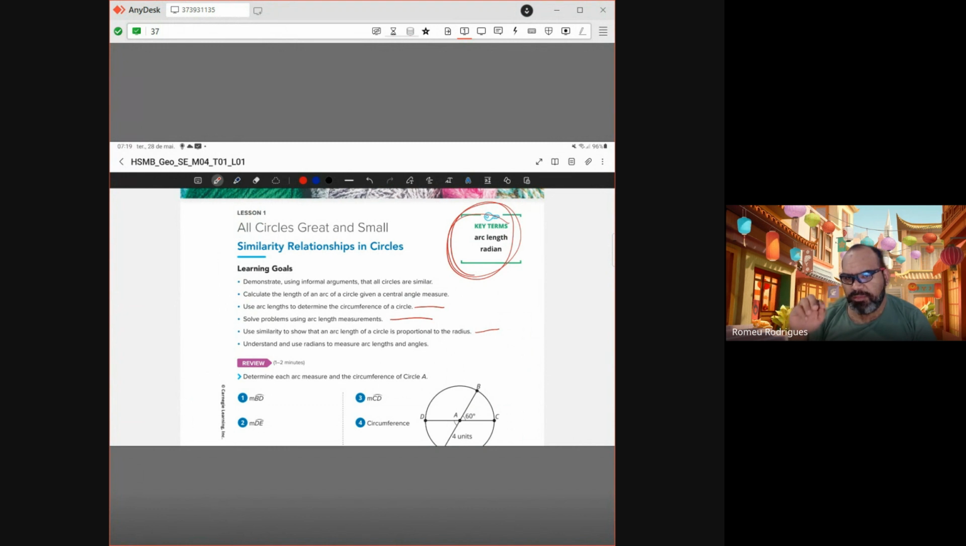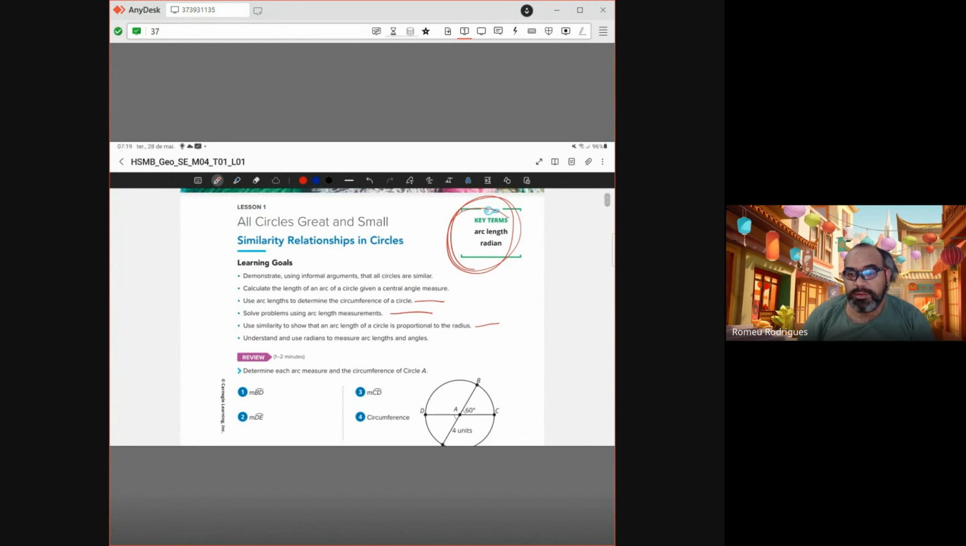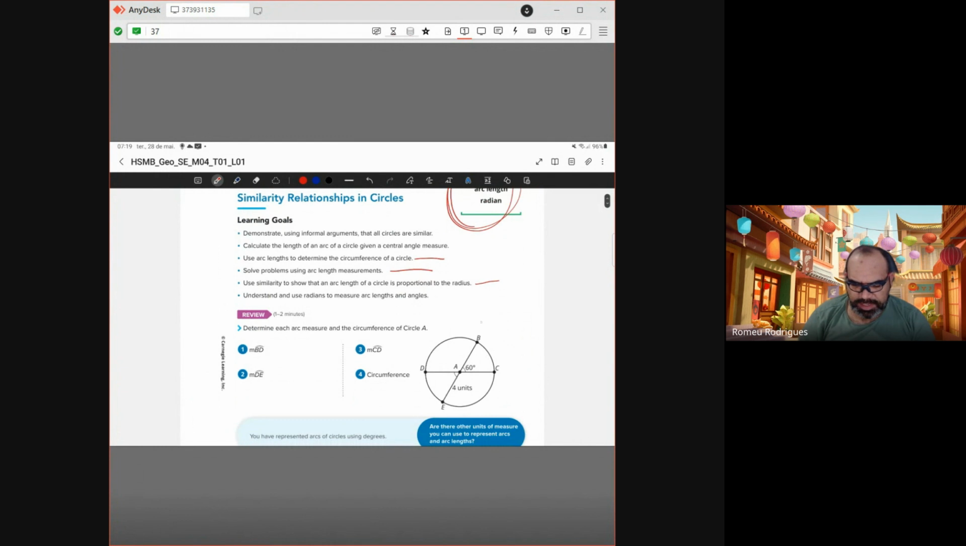We're talking about using arc length to determine the circumference of a circle, solving problems using arc length measurements, and using similarity to show that the arc length of a circle is proportional to the radius. Pause the video and solve these problems.